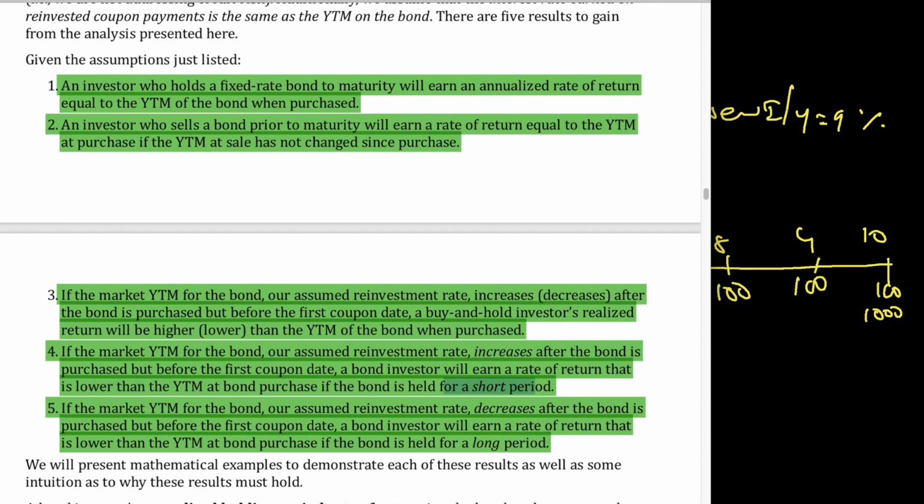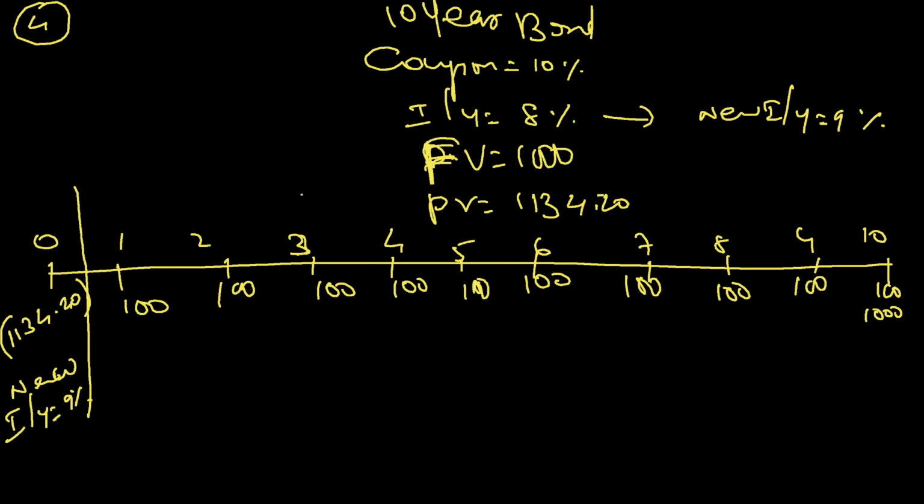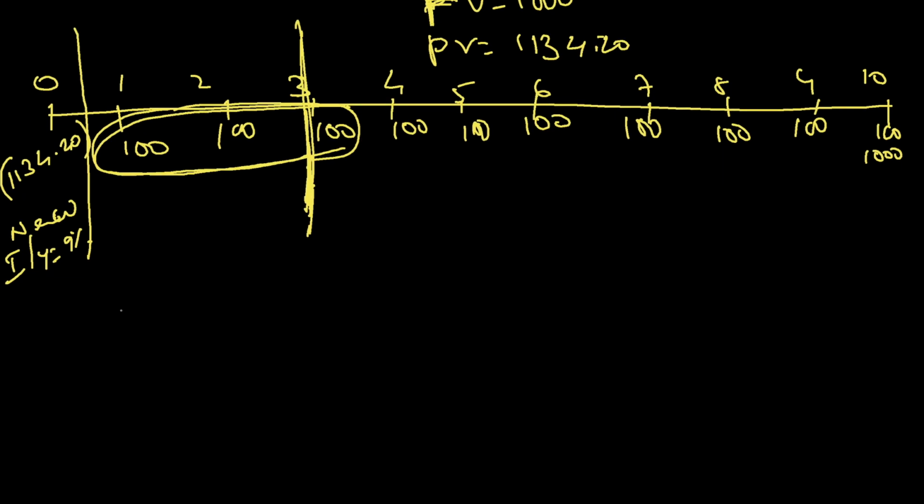However, even though I'm reinvesting at the higher rate, my overall return is going to come down if I'm holding it for a short period. So short period as in, let's say, 3 years only now. So I'm going to hold it only for 3 years. So at the end of the third year, how much return must I have earned? That's what I'm going to check now. Because I'm going to hold it only for 3 years, only these payments I'm going to reinvest. So let's find out the future value of all these hundreds.